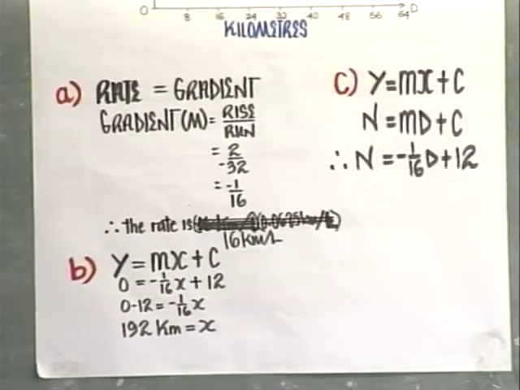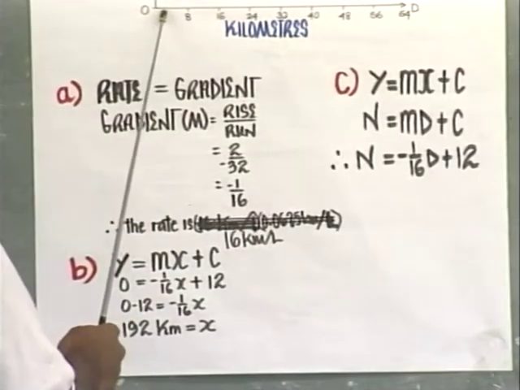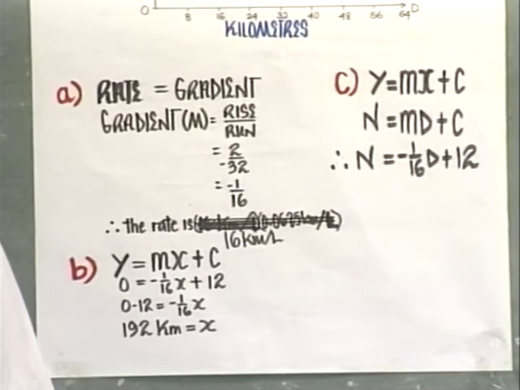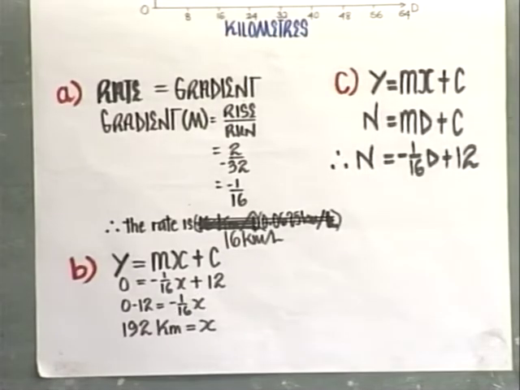And to write down the equation to express the relationship between n and d. The normal formula, as we all know, is y equals mx plus c. So y, which is the vertical axis, on this one is n. The gradient remains. d is the x-axis. So therefore, n equals negative 1 over 16 d plus 12.